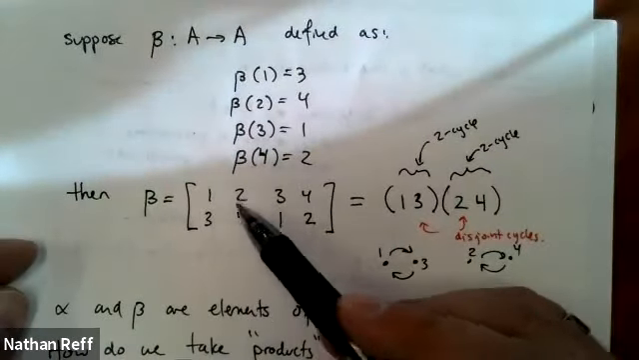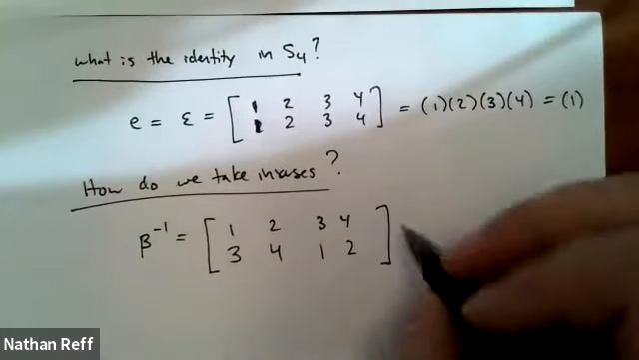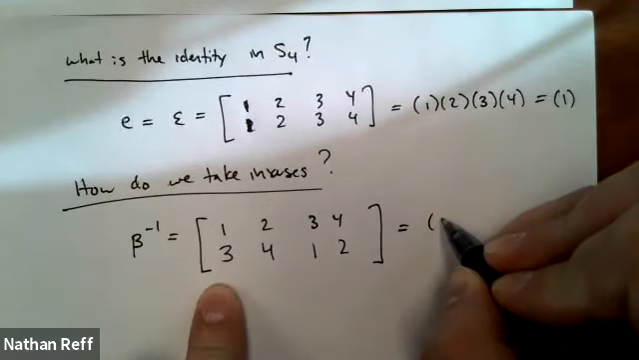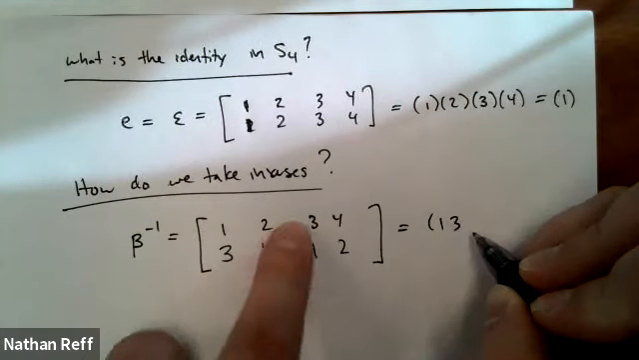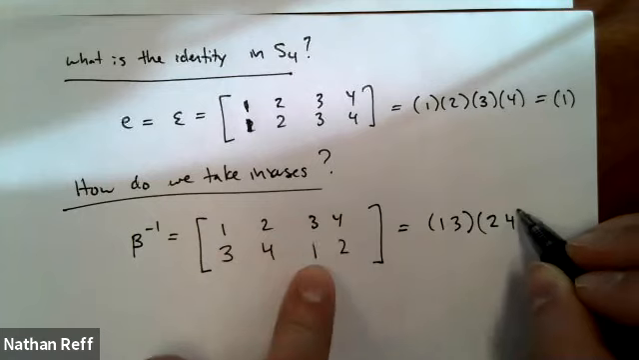3 would go to 1. 4 goes to 2. 2 goes to 4, and 1 goes to 3. Okay. So that's actually doing the same as beta. Yeah, so let's write that out actually. So you'd have 1 gets mapped to 3, 3 gets mapped to 1, so we close that. 2 gets mapped to 4, 4 gets mapped to 2, so you close that.